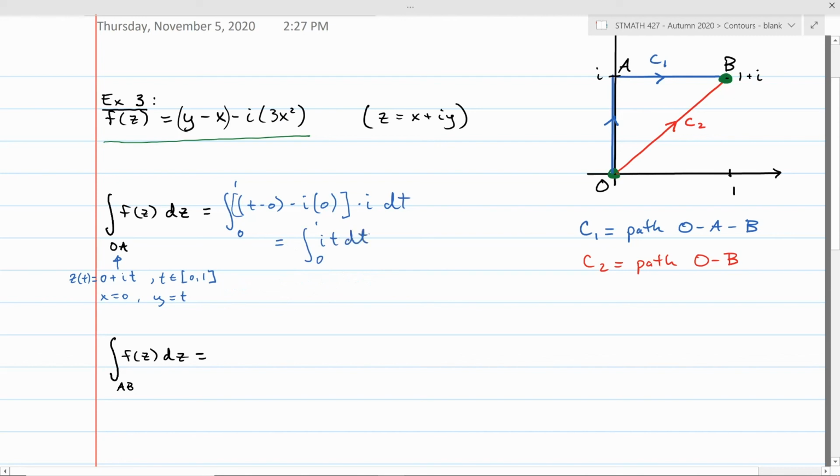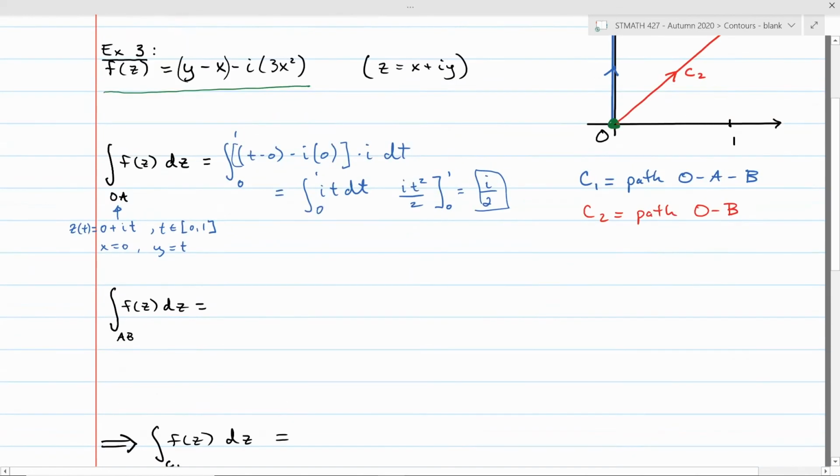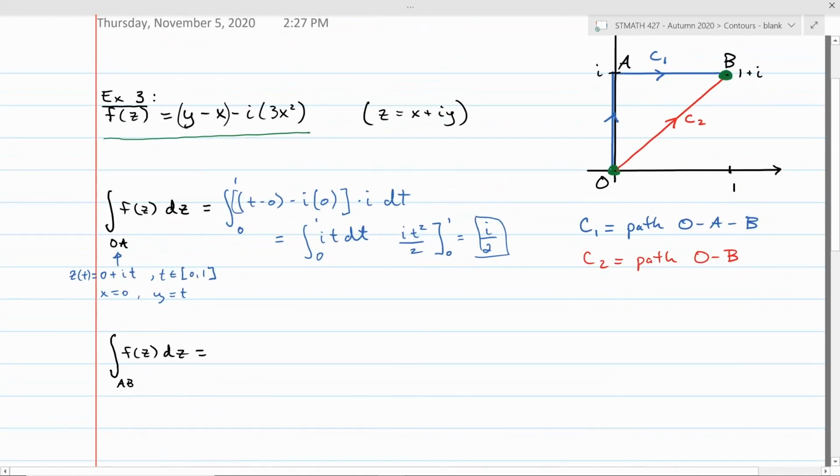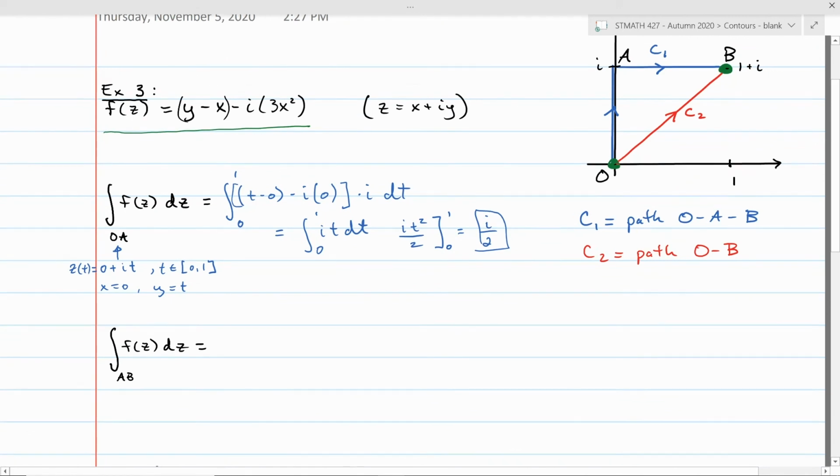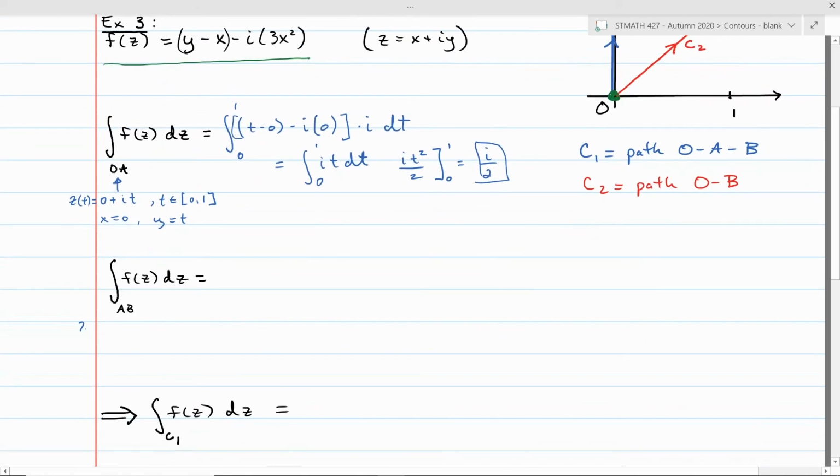So this integral would be t squared over 2 evaluated from 0 to 1. So that's i over 2. And then you can do a similar sort of thing to integrate on the straight line AB. So there your function that you're integrating along would be t plus i.